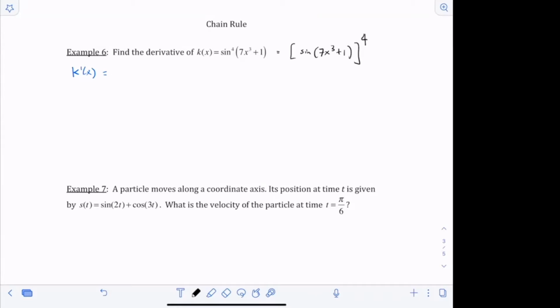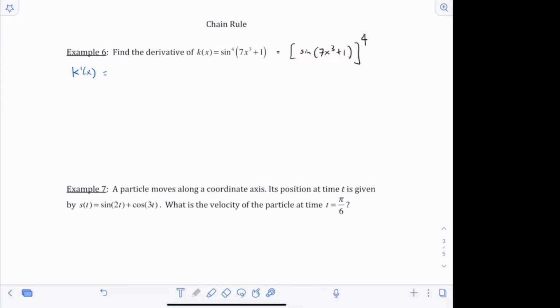Lucine, I like your answer. Can we all see it? Lucine in the chat box, she wrote it as x to the fourth. So I rewrote the question. Instead of saying sine to the fourth, this means this. So the outside function is something to the fourth. The inside function is this thing.